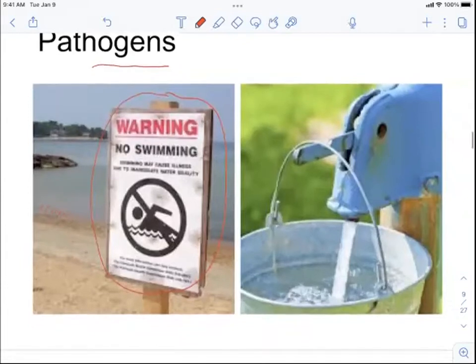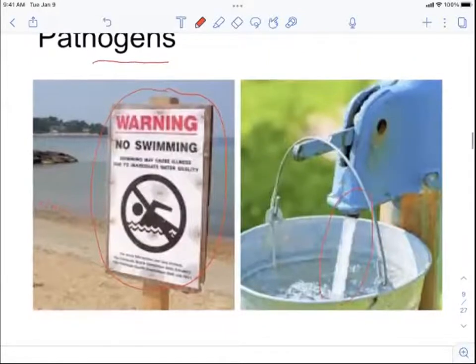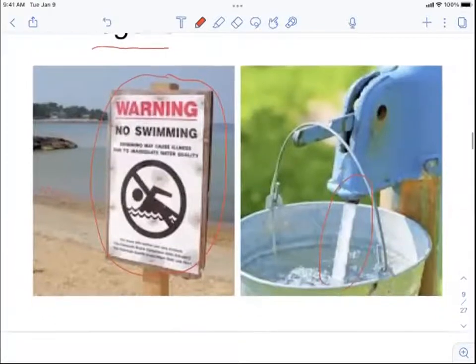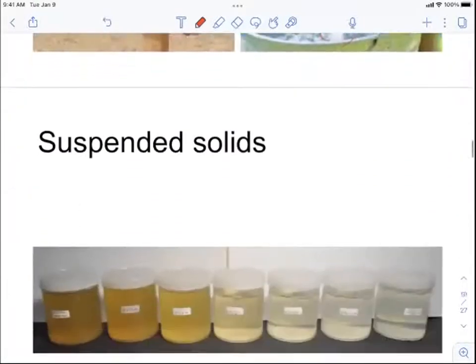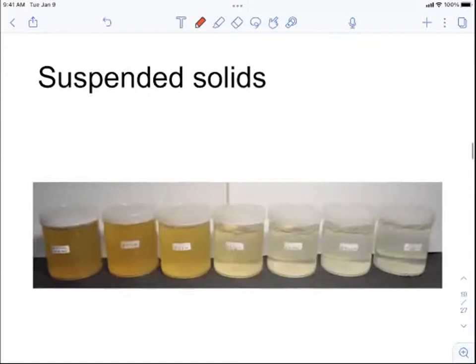But for groundwater, let's say if you take it from wells, then it's less likely to be affected by pathogens, right? Because it's so deep underground, and it doesn't have any sunlight. So the bacteria is not going to live there very well. Okay, this is pathogens.